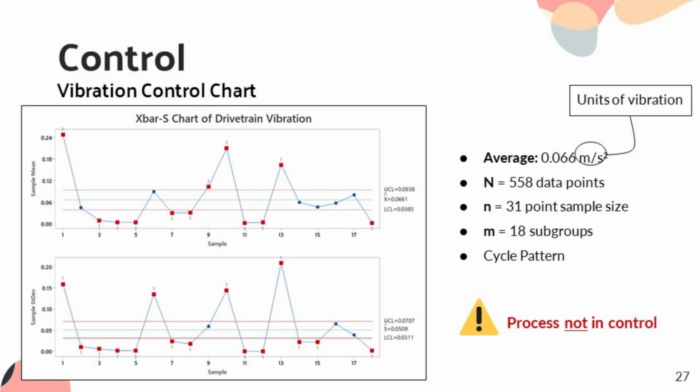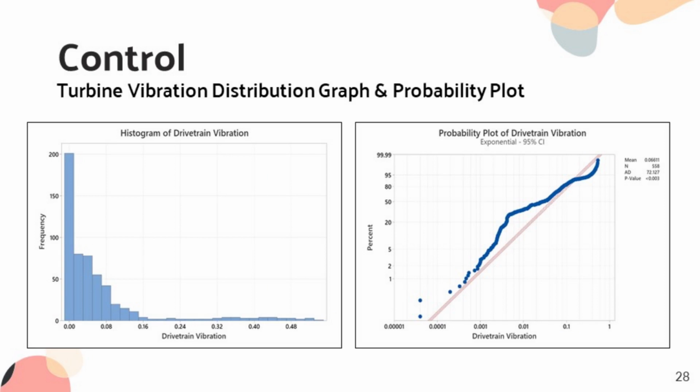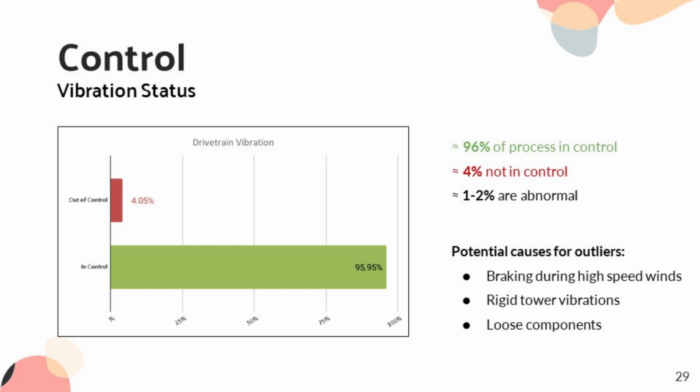First method to control is using a control chart. We selected 18 random days and collected 31 vibration rates on the turbine and created a control chart. We can see that the process is not in control and it shows a cycle pattern. From the same data, we plot the average vibrations and it is exponentially distributed. After analyzing the data, about 96% of the process is in control, 4% was not in control.